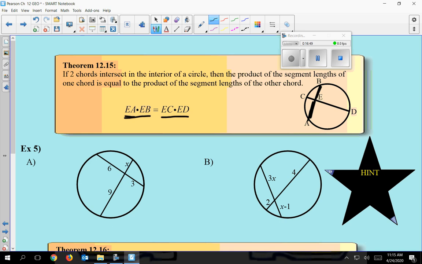But since we've got a nice, easy little problem, we're just going to stick numbers in there and do that, okay? So let's take this first one, example A.